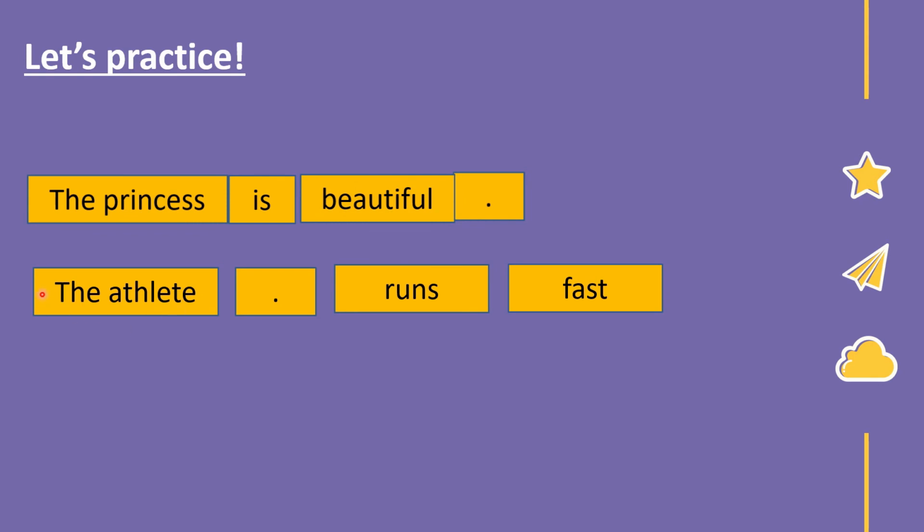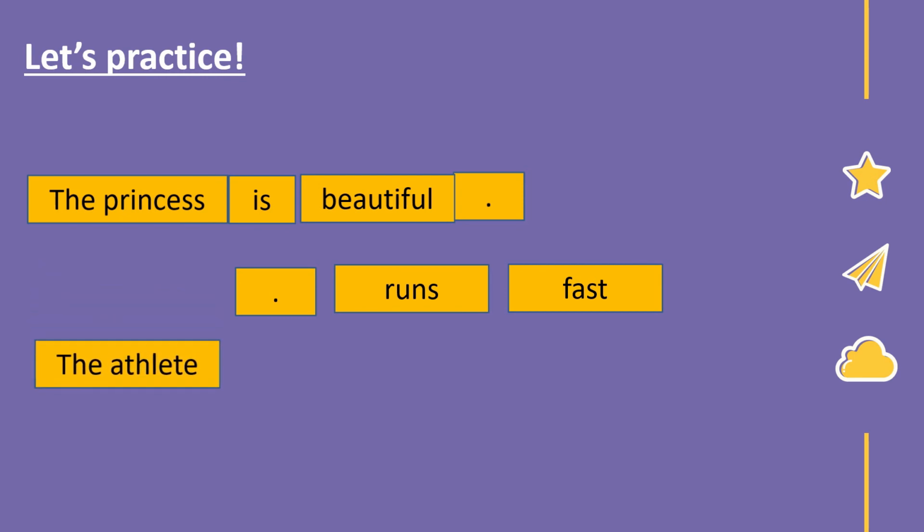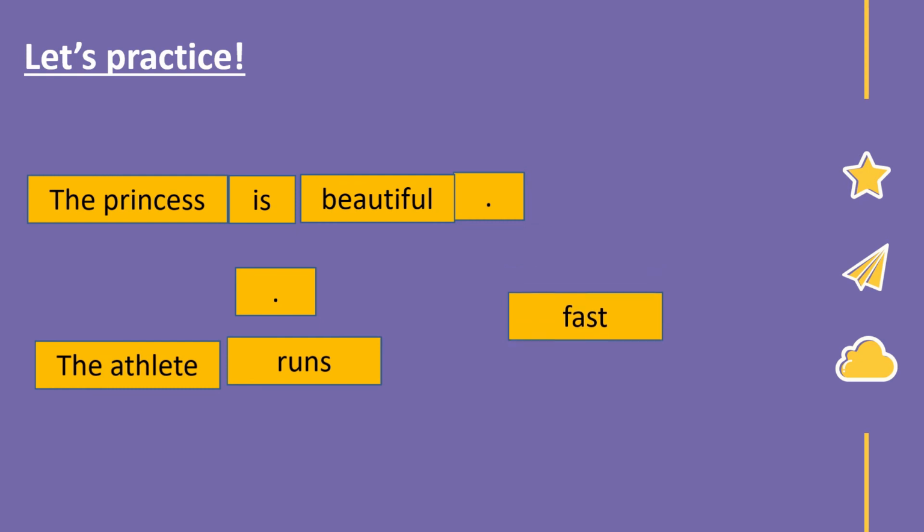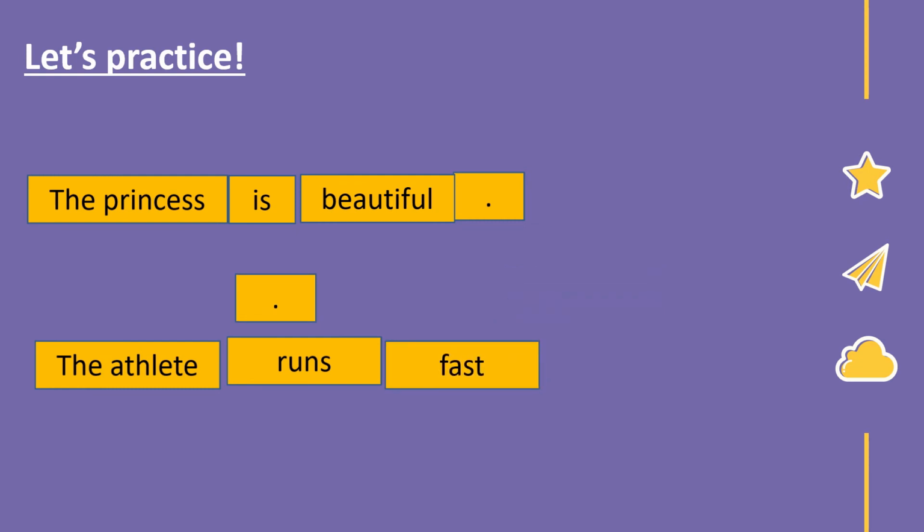Next one, we have the words the athlete, full stop, and then runs fast. So how should we rearrange them? The athlete runs fast, and then at the end put a full stop. So the athlete is the subject, runs is the verb, and fast is the adverb.